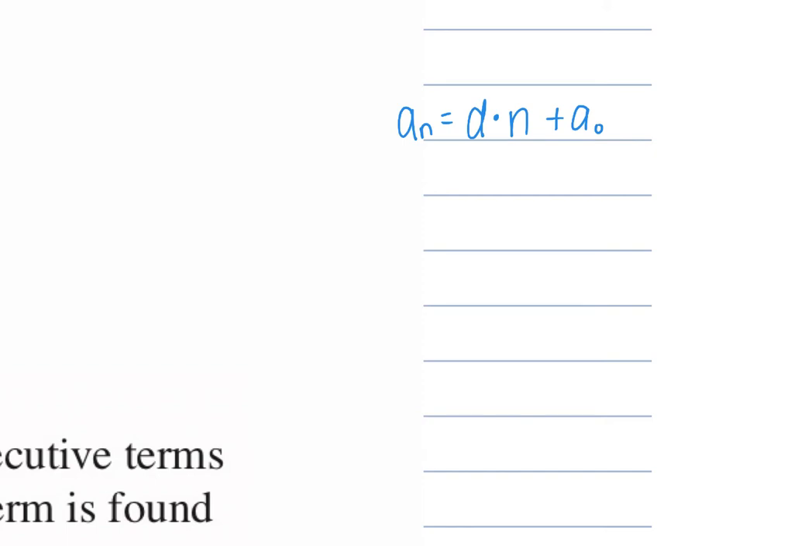Now, this equation is directly related to y equals mx plus b. Now, m, which is our slope, is being replaced by this letter d. So we're going to highlight those using the same color. This m is being replaced by d. M in slope-intercept form is our slope, right? But now it's d, and d in this expression is our common difference.